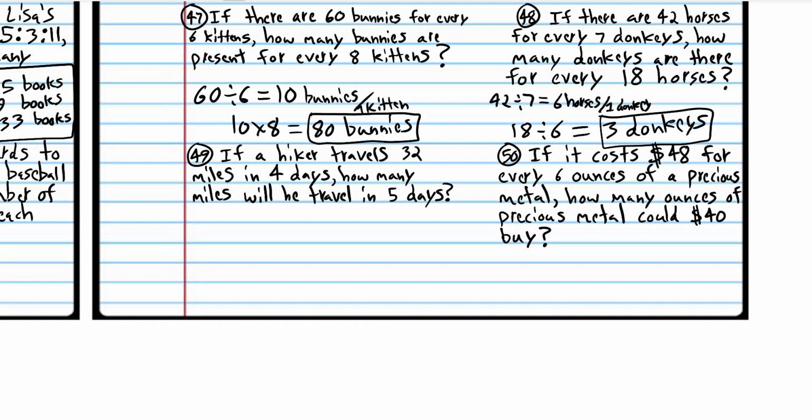All right, we're back. If a hiker travels 32 miles in 4 days, how many miles will he travel in 5 days? You take 32 divided by 4, just like we did in the previous problem, and that gives you the unit rate, 8 miles for every 1 day. Now that you have the unit rate, it should be pretty easy to solve. If we know we travel 8 miles in 1 day, and they want to know how many miles you travel in 5 days, they just take 5 times 8 is 40 miles.